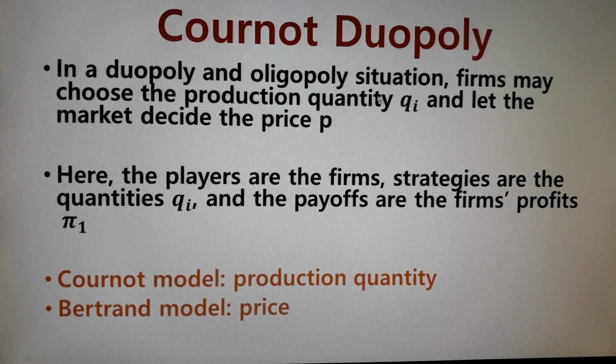So in a duopoly and oligopoly situation, a firm may choose the production quantity Q. Qi means there are 2 companies, Q1, Q2. They decide separately and let the market decide the price P.